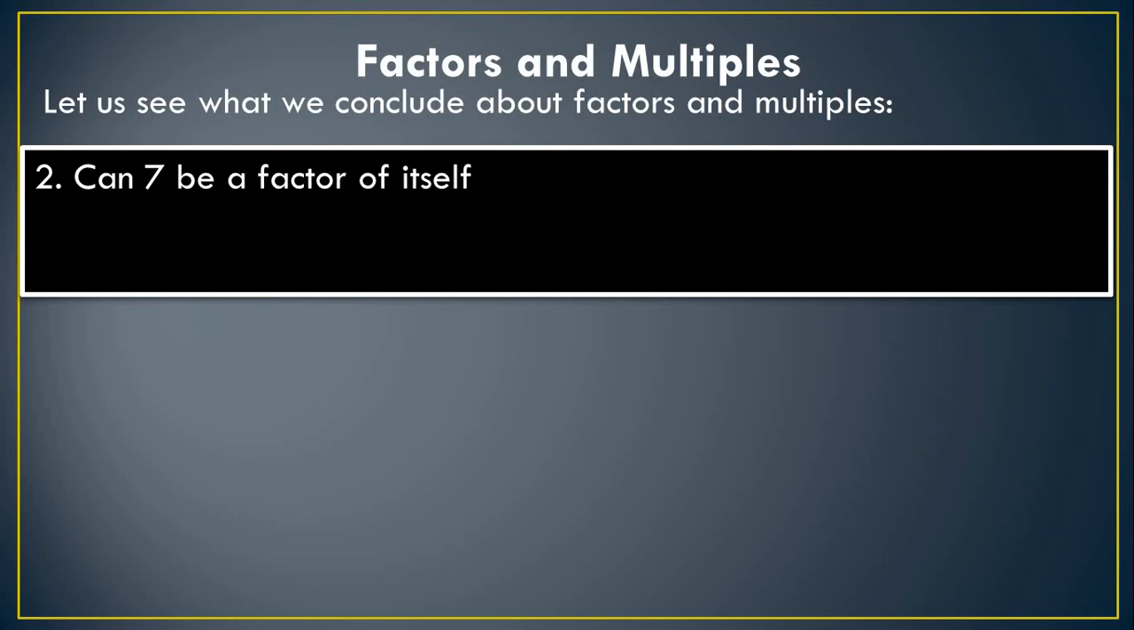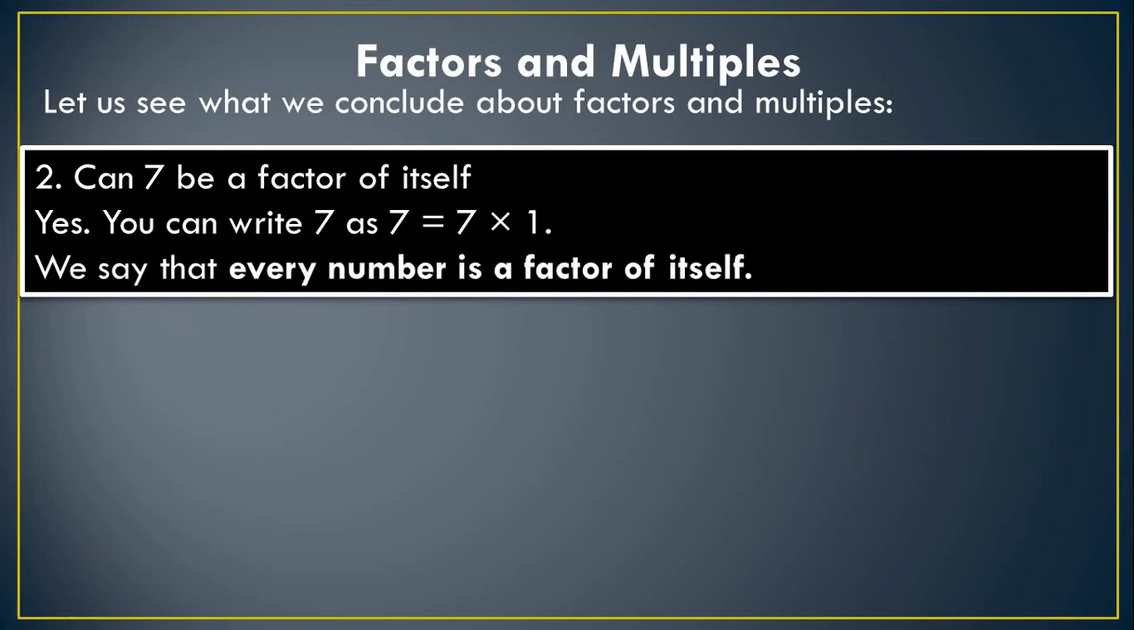Second point, can 7 be a factor of itself? Yes, you can write 7 equal to 7 into 1, because the multiplication is coming into the same number. So 7 is a factor, and we say that every number is a factor of itself.